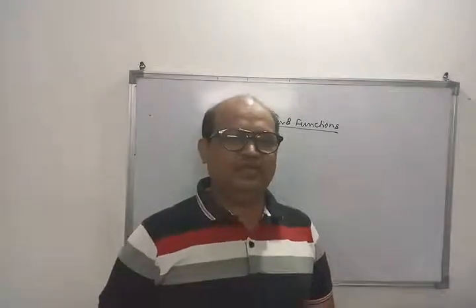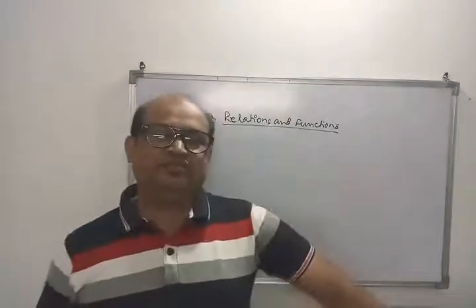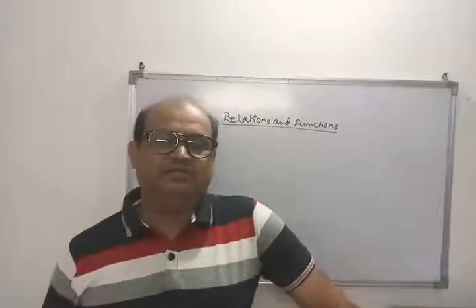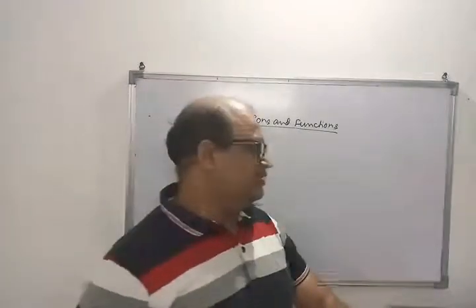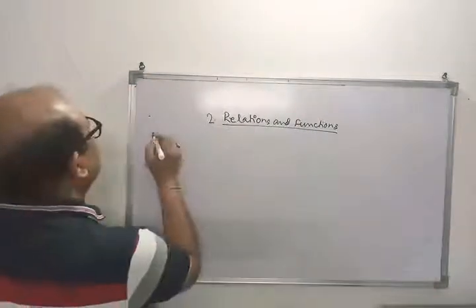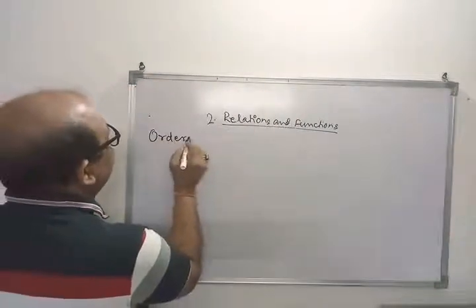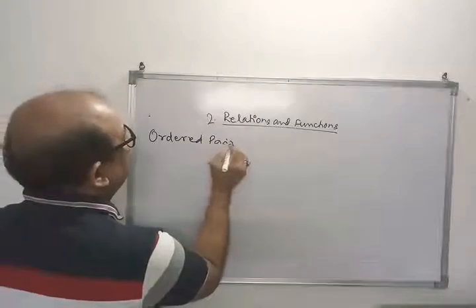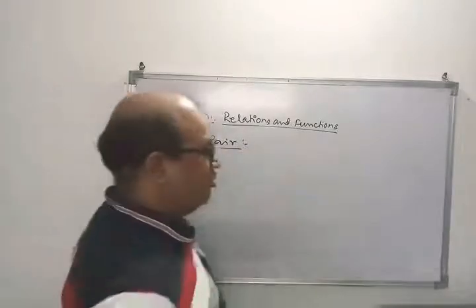Hello everyone. Today I'll start the second chapter of class 11 maths, that is relations and functions. First of all, let us start with ordered pair. What is an ordered pair? We'll start with ordered pair.